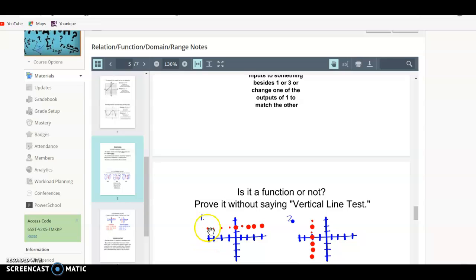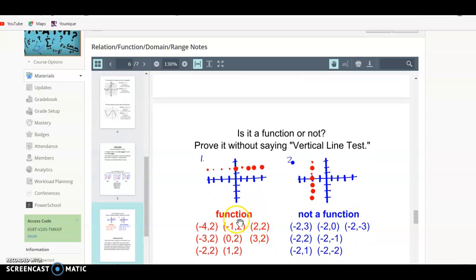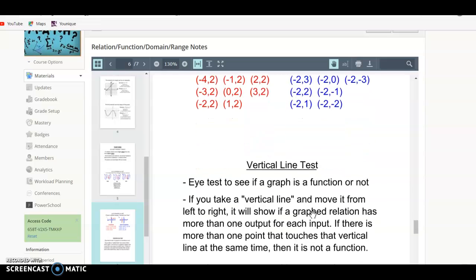If we laid a pencil down and slid it across the page, would it hit any dot, any part of this relationship more than once? No, it is a function. Every x has one y. But on number 2, notice if we laid our pencil down, it would hit all of those points. So it's not a function.